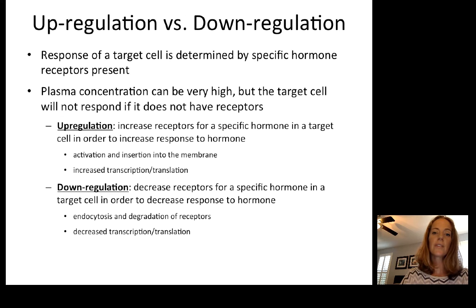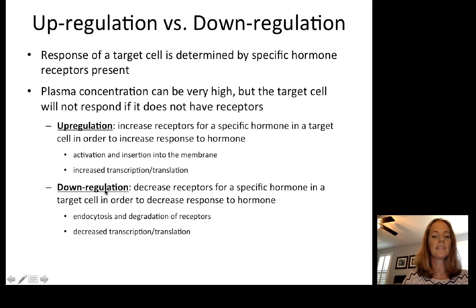So first, let's talk about upregulation versus downregulation of receptors. Usually this happens when you have chronic levels of a hormone, and just like the nervous system ignores signals that are present all the time, the endocrine system will begin to respond less to hormone signals that are there all the time. So that would be downregulation. So we have chronically high levels of a hormone, and the cell will then start to decrease receptors for that hormone so it doesn't respond as much.